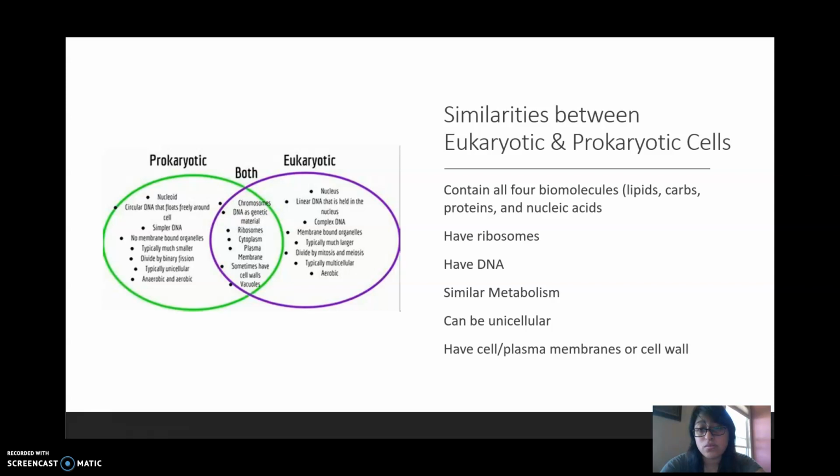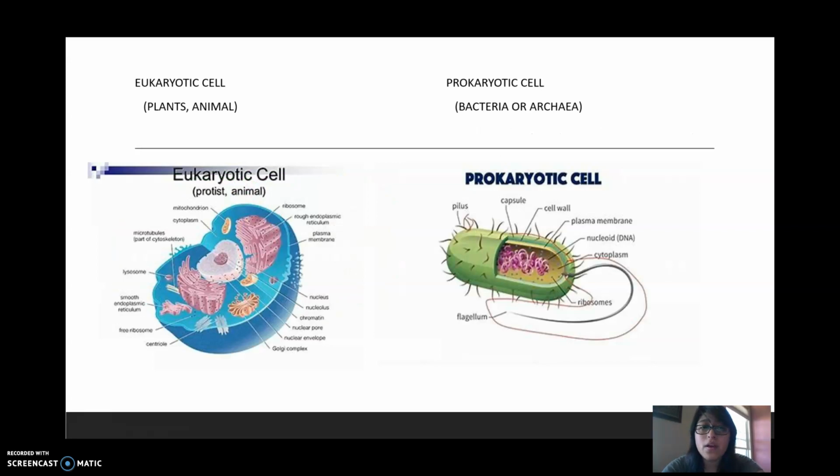They have some ribosomes, have DNA, similar metabolism, can be unicellular, and have cell/plasma membranes or a cell wall. These are the two types of cells. As you could tell, you could read the organelles and you could see how they look.